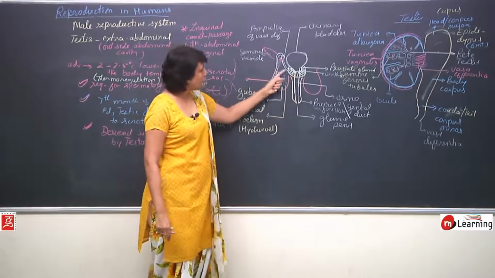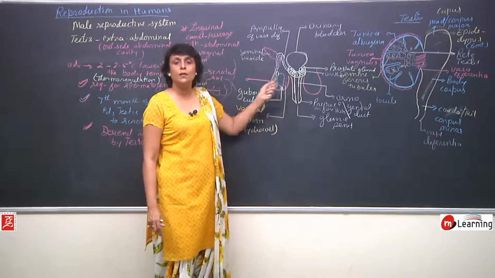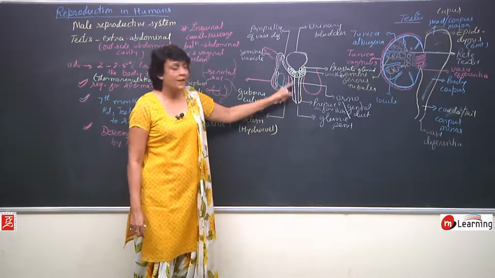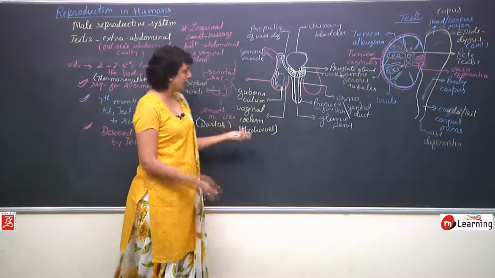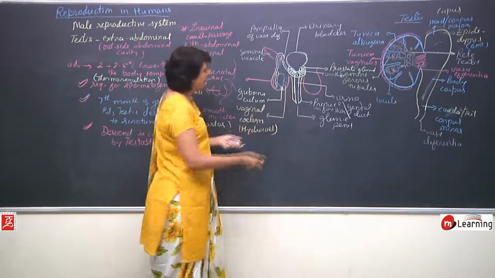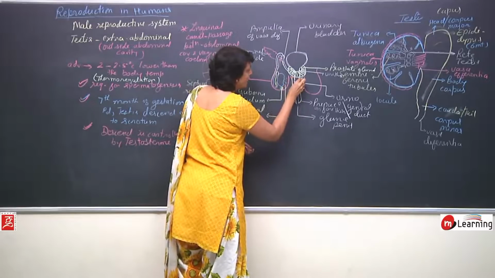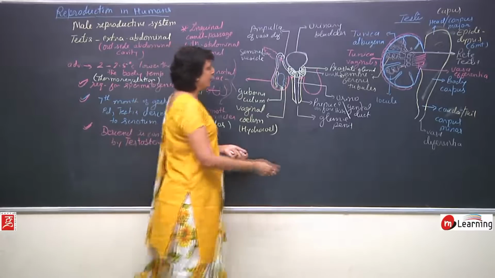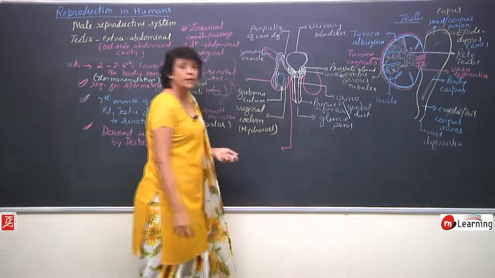So vas deferens from each side open into the urethra, and now the urethra will be termed as urinogenital duct, because it is a common passage for the urine from the bladder as well as the sperms from the testis. At the base of the penis, there are small glands which are known as Cowper's glands, and these Cowper's glands secrete mucus.